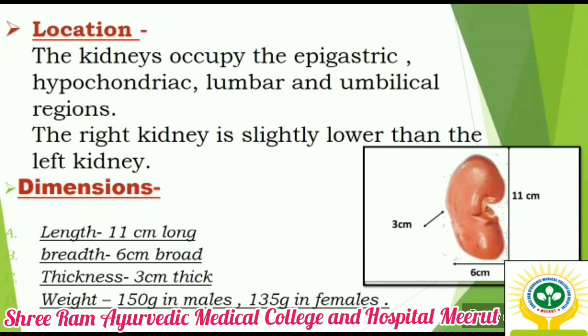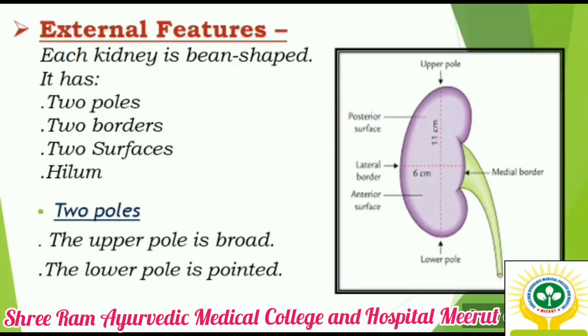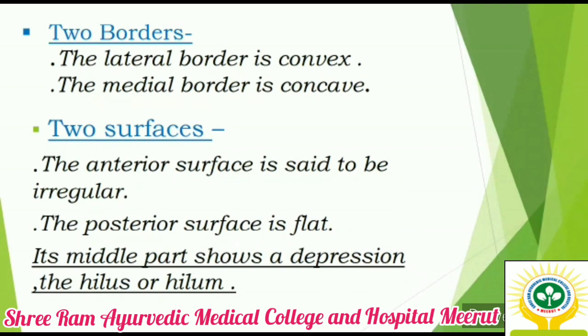Dimensions: length 11 cm, breadth 6 cm, thickness 3 cm, weight 150 grams in males, 135 grams in females. External features: each kidney is bean shaped. It has two poles, two borders, two surfaces, and hilum. Two poles: the upper pole is broad, the lower pole is pointed. Two borders: the lateral border is convex, the medial border is concave. Two surfaces: the anterior surface is irregular, the posterior surface is flat. Its middle part shows a depression, the hilus or hilum.